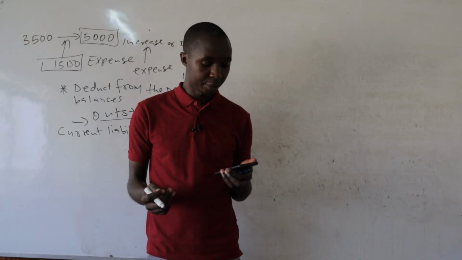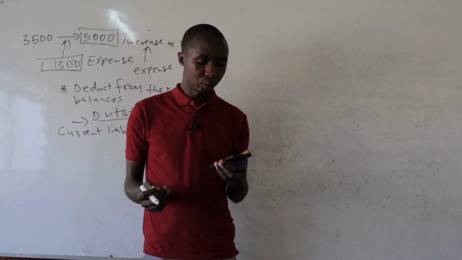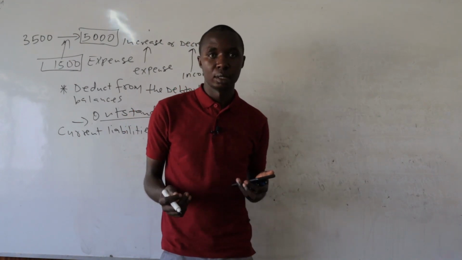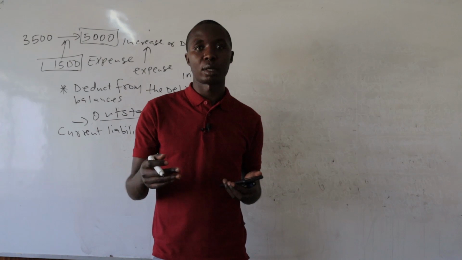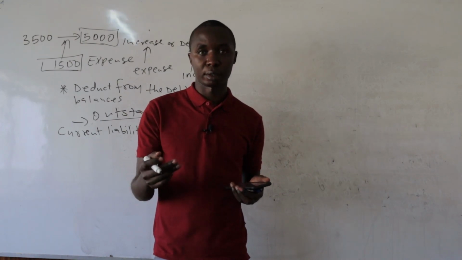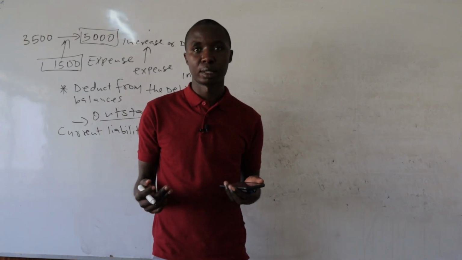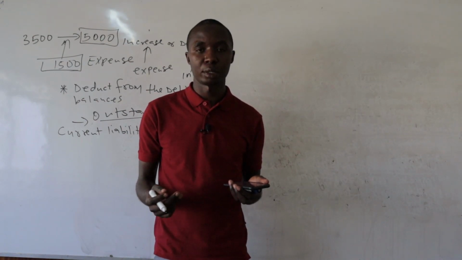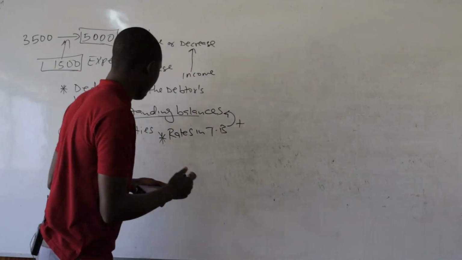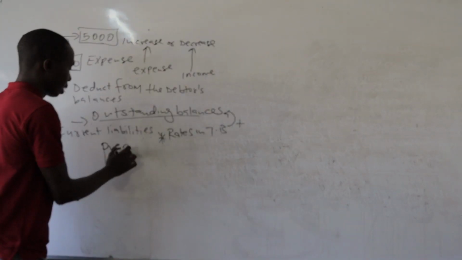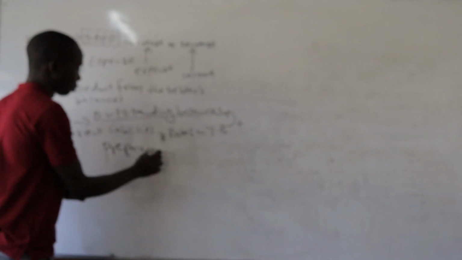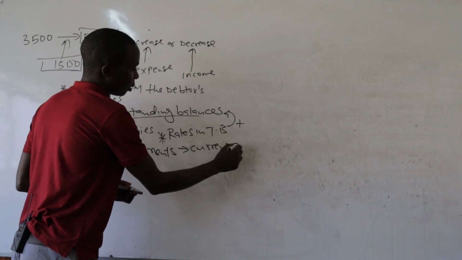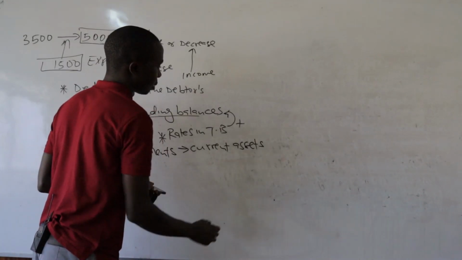Insurance amounting to 200,000, rates to the year ending 30th April 2018. So that is now an expense which has been paid in advance. That is a prepaid expense. That is an expense for the next financial year which has been already paid. So prepayments are assets. Prepayments are current assets.